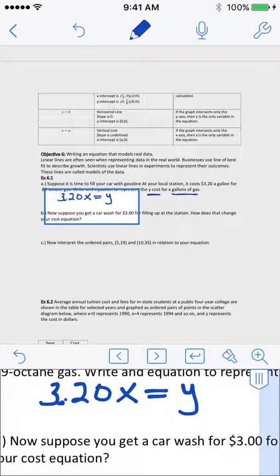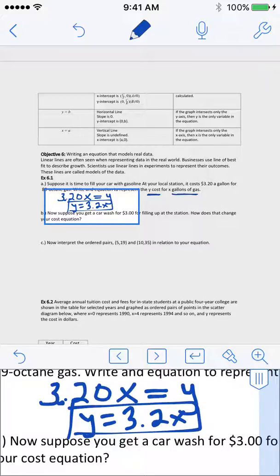We can also write it as y equals 3.2x with no y-intercept. And that is our equation that models real data. All right, let's take a look at B.